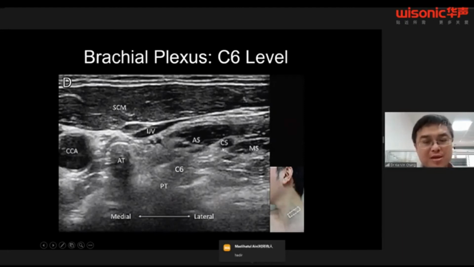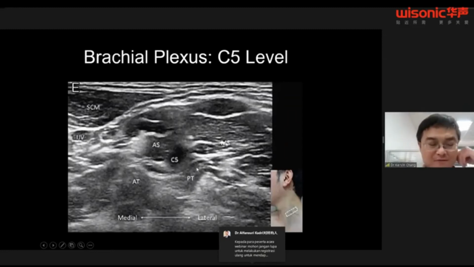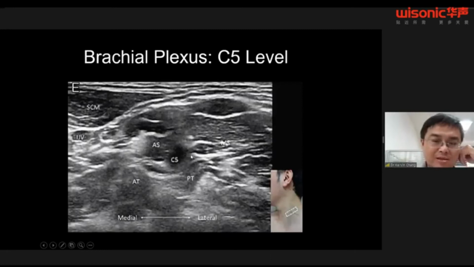You can move your transducer posteriorly, and if this is the first rib, you're supposed to see a costotransverse joint. So you are going to find the T1 transverse process has an articulation with the first rib. So we know this is the first rib, not the C7 transverse process. And then you move your transducer more cranially, you are going to reach the C6 level.